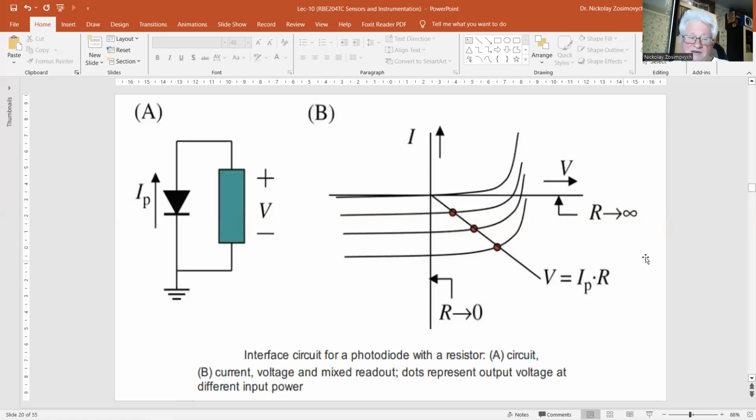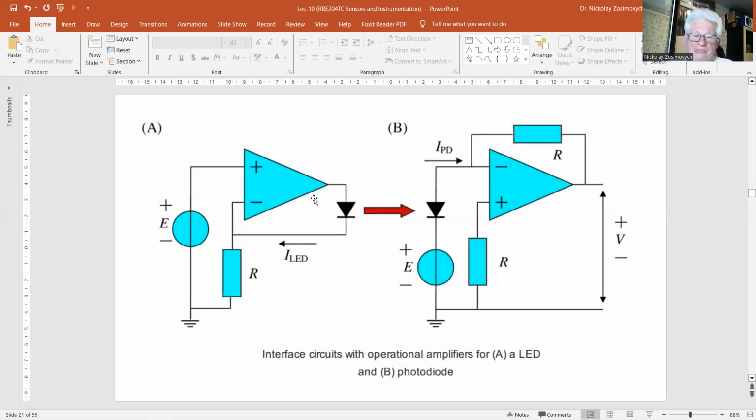And for a finite value of the resistance, the output voltage is given by the intersection of the diode characteristics and the line of V proportional to I_P times R, as shown in this figure. Clearly, only current readout provides an output voltage that varies linearly with the photocurrent. And similarly, only current control of an LED provides a well-defined optical output. These conditions cannot be met easily just by a resistor.